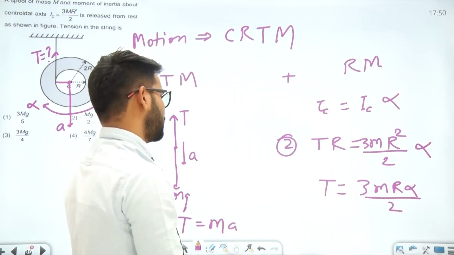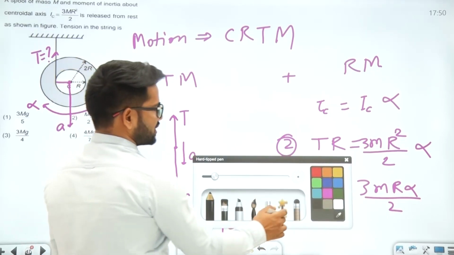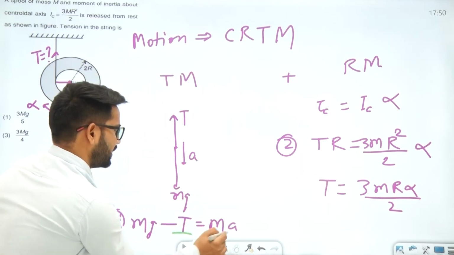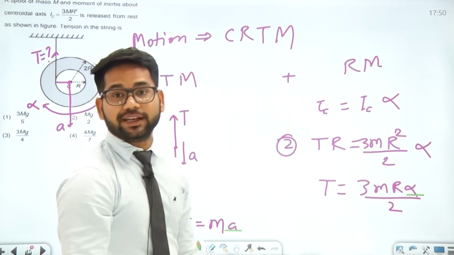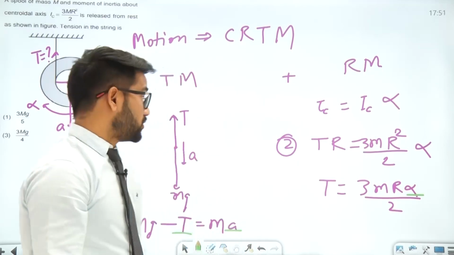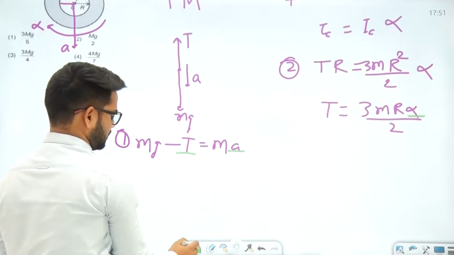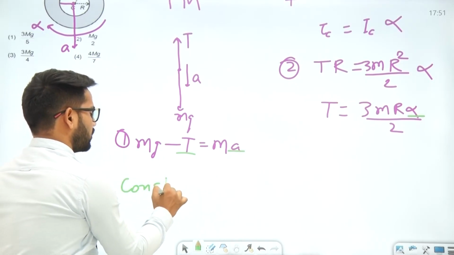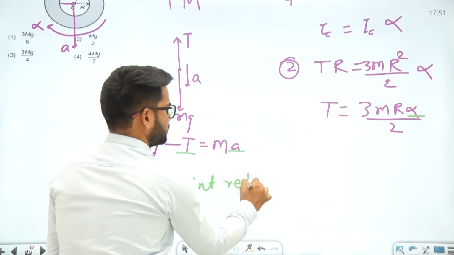Now what? We got the second equation. You see how many variables we have? We have tension, we have acceleration, we have alpha, right? So 3 variables we have. We need one more equation, right? So we can write the constraint relation. We can go for constraint relation.